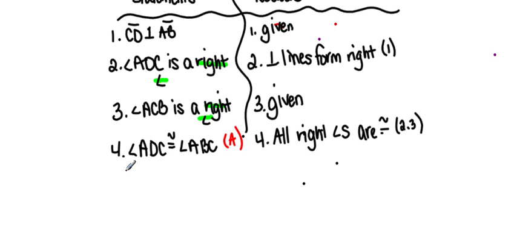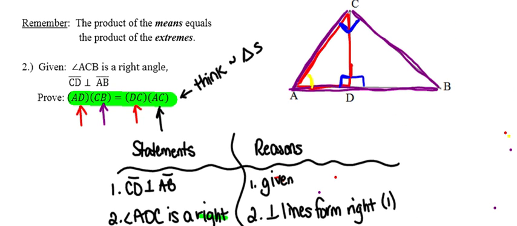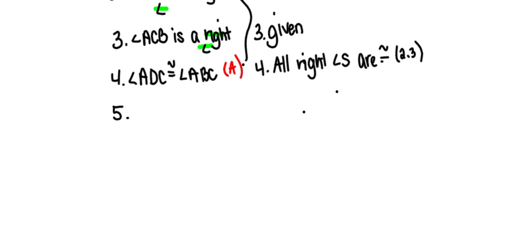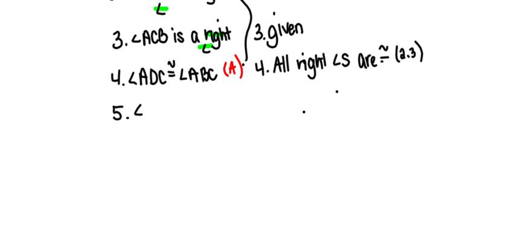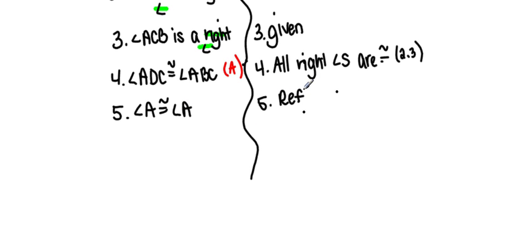Our second pair of congruent angles we said we were going to get by using the reflexive property. So if I flip back up for a minute and look at the picture, angle A in the purple triangle is congruent to angle A in the red triangle. So that's going to be my next statement. Now I've got my two pairs of congruent angles.